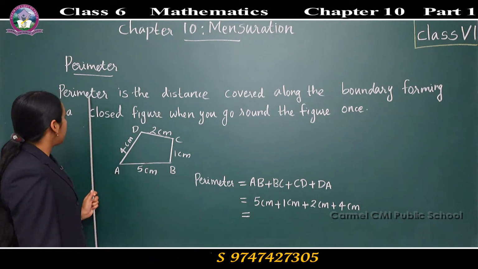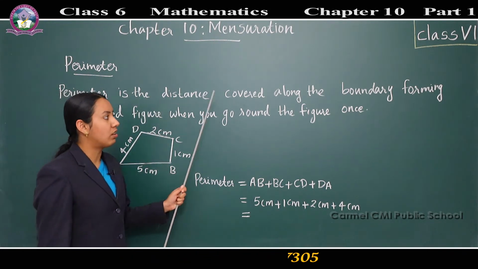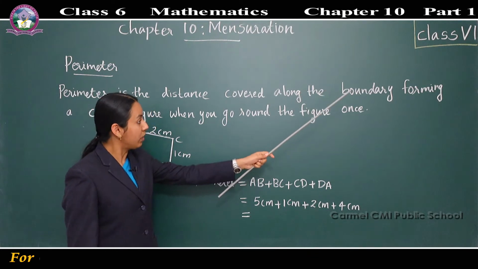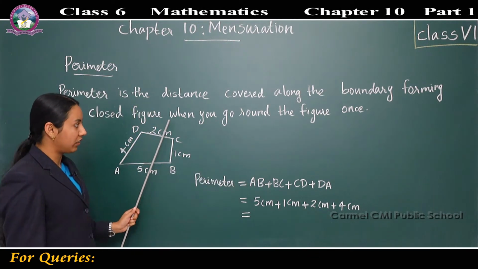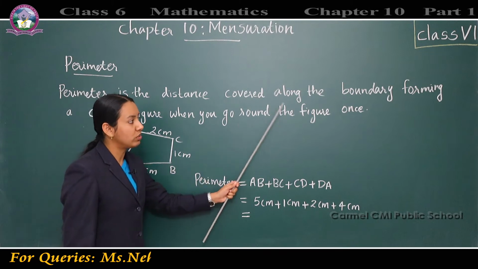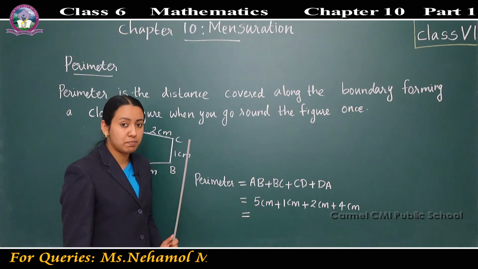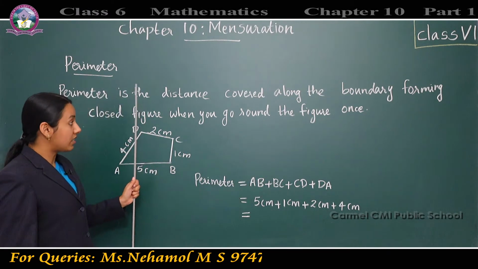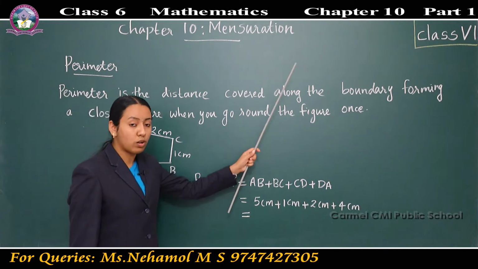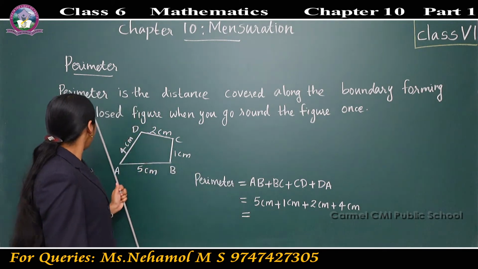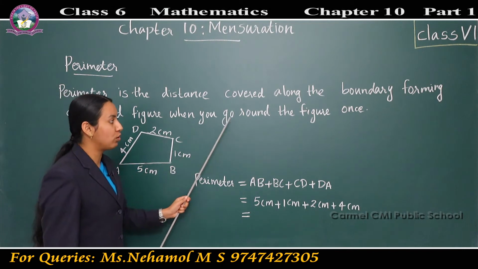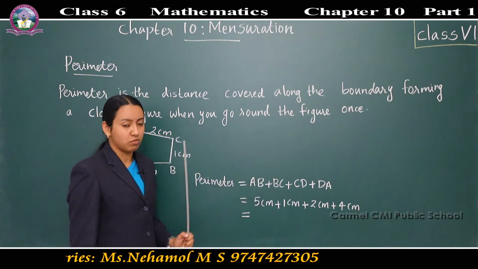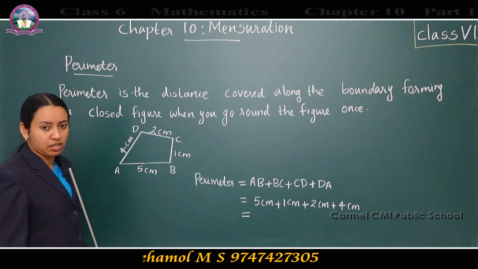Perimeter. Perimeter is the distance covered along the boundary forming a closed figure when you go around the figure once. Consider an example.